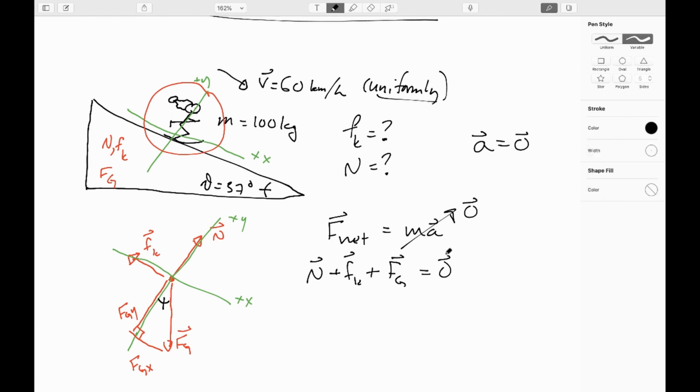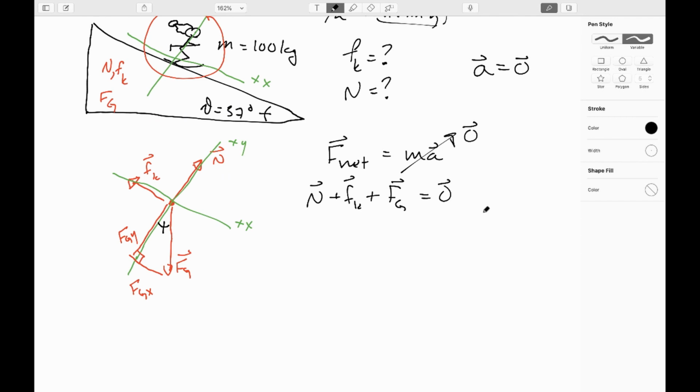And that equals 0. All right. Now I'm going to get two equations out of this to solve for my two unknowns, so I'll be going to the land of x and to the land of y separately. So in the land of x, are there any forces or pieces of forces acting in the plus x direction? The answer is yes, Fgx is acting in the plus x direction, and Fk is acting entirely in the minus x direction.